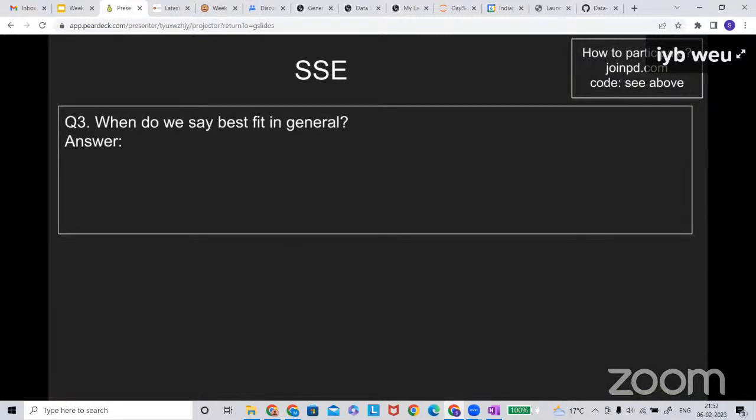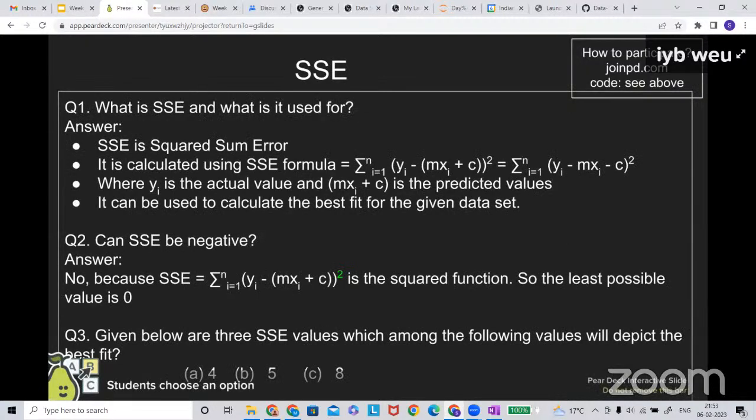So when do we say best fit in general? Sir, I have a query. In the last question, you mentioned that the lowest value will be the best fit. I have not understood this point. Please, can you explain?